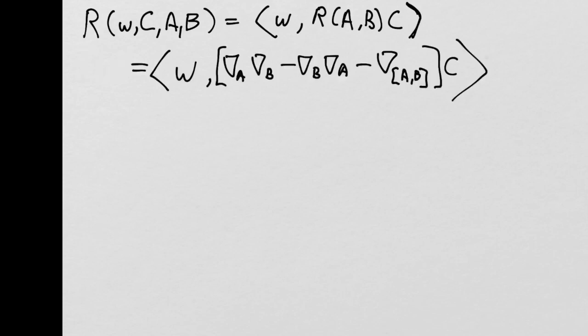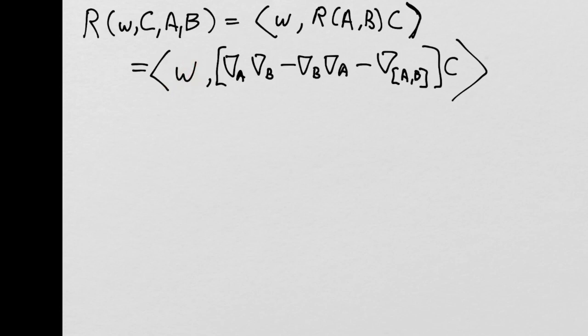And this is what you get when you write it out. You get these covariant derivatives in sequence applied to the vector C, minus the opposite sequence applied in the direction C, minus the covariant derivative of the vector defined by the commutator of A and B, on C. So remember, the commutator of two vectors is a vector, so you can take the covariant derivative in the direction of whatever that vector is of C. But ultimately, this is going to be a vector. And then you apply it to omega, and you get a real number.